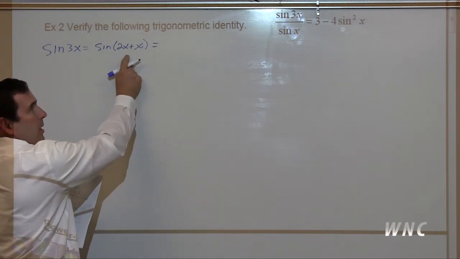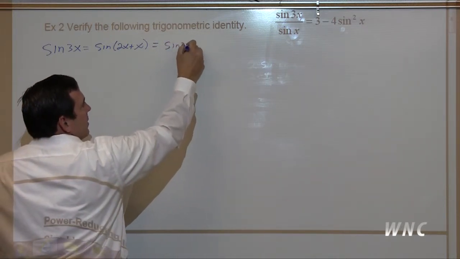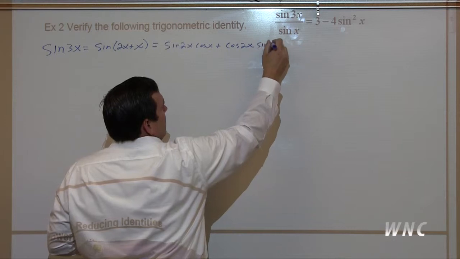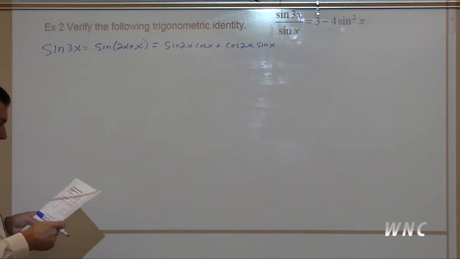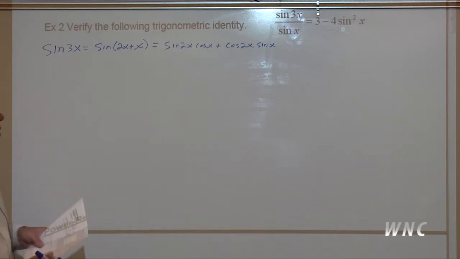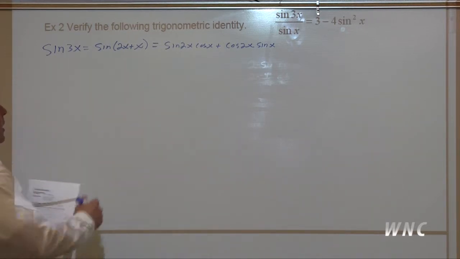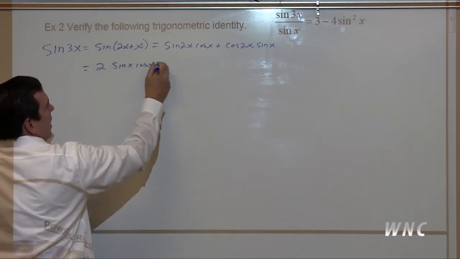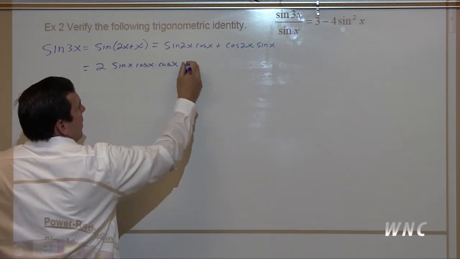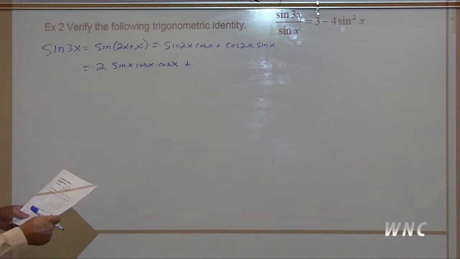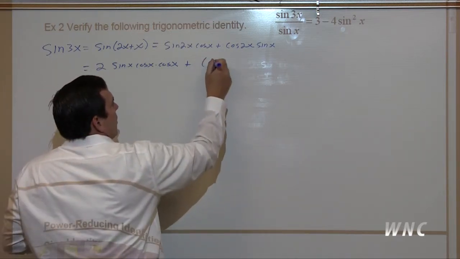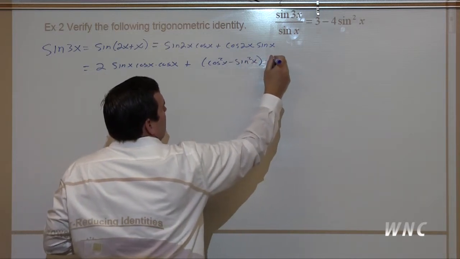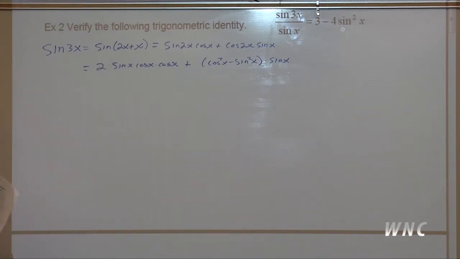Now I use my sum identity. That's going to be sine 2x cosine x plus cosine 2x sine x. And now we know what sine 2x is. Let's bring that down to become a sine. So this is going to become 2 sine x cosine x times cosine x plus, and then cosine, we have some choices. I'm going to go with cosine squared x minus sine squared x, the first one, times sine x. We could try different ones.